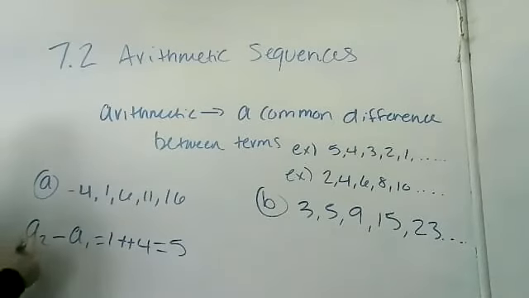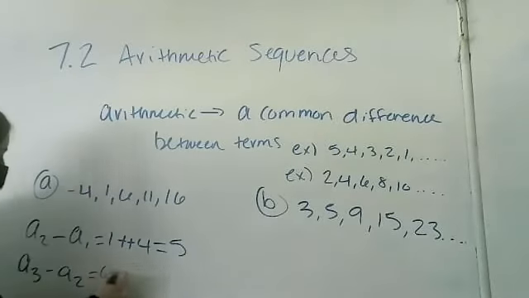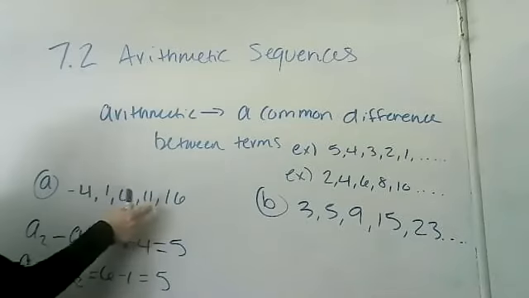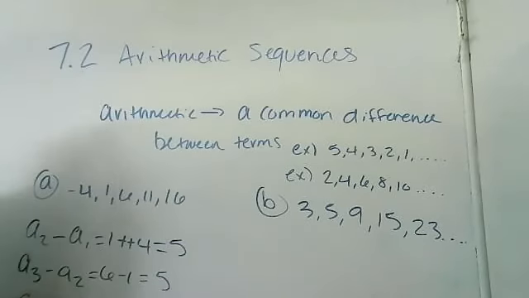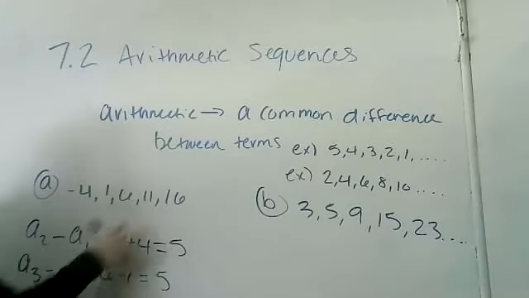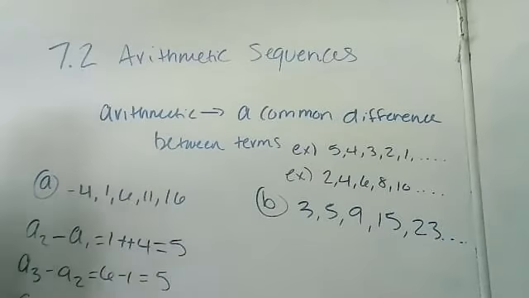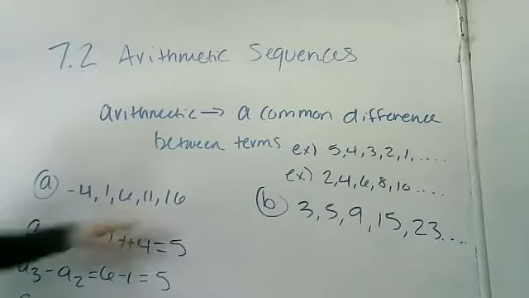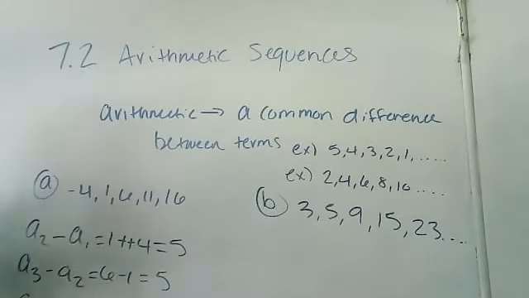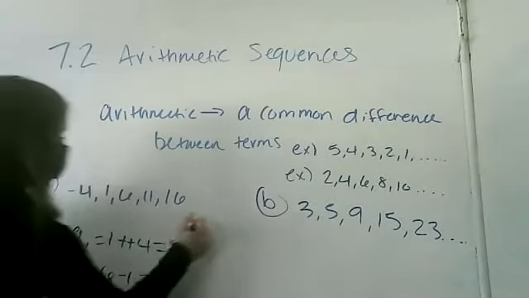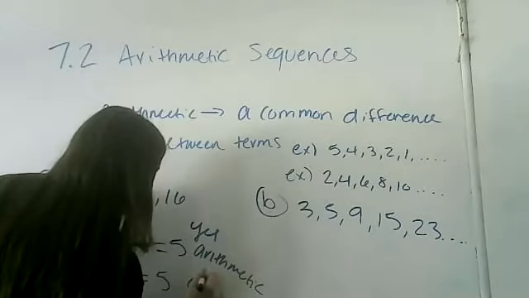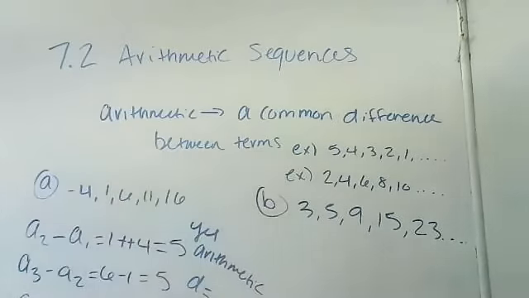If I wanted to keep going with this, I would go to term number 3 and subtract term number 2, which would be 6 minus 1, which would again be 5. If I took term 4 minus term 3, what would that be? 11 minus 6, which is 5. Lastly, 16 minus 11 is 5, right? So here, is this arithmetic? Yes, arithmetic.